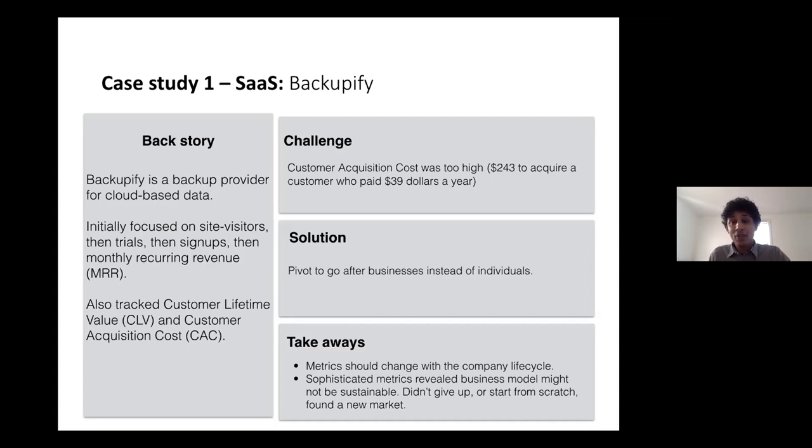They might have also thought of it as giving up or starting from scratch. But luckily for them, they thought of this new market and it was a great success. So here's where you step back and look at the big picture and make a decision.